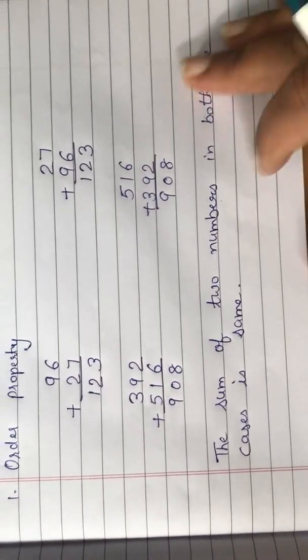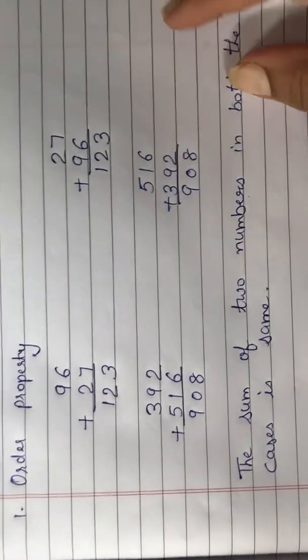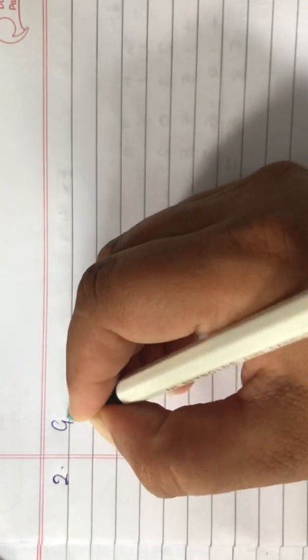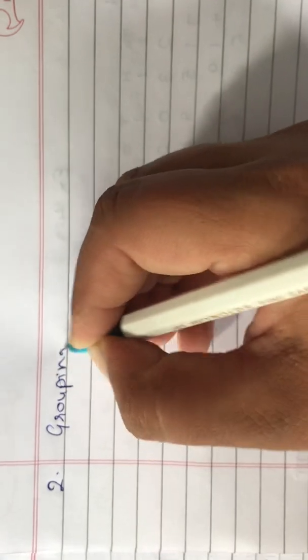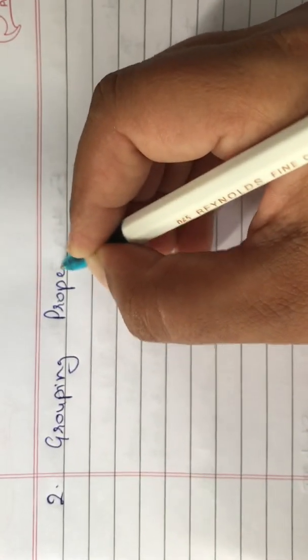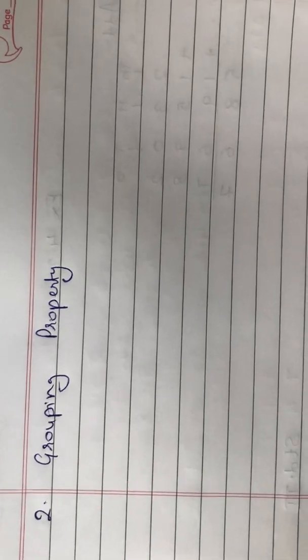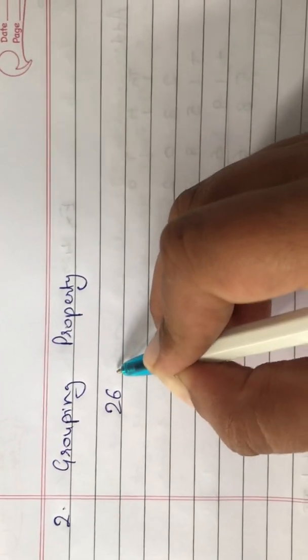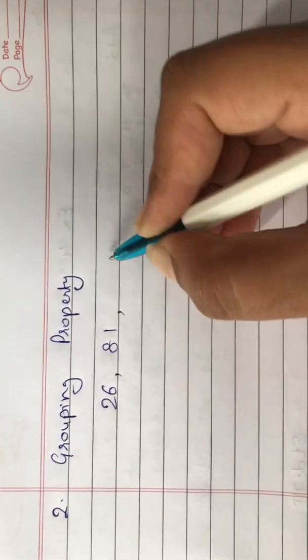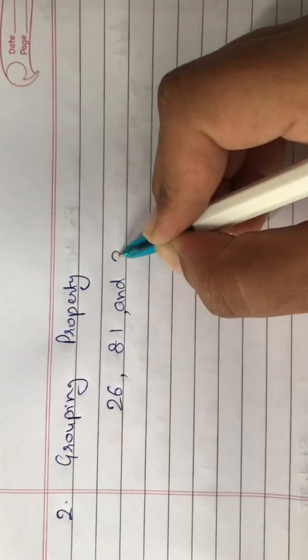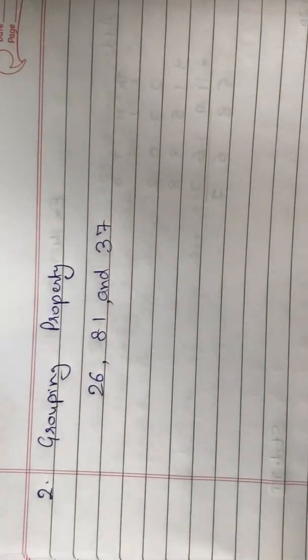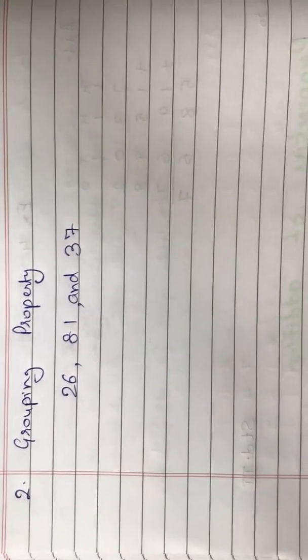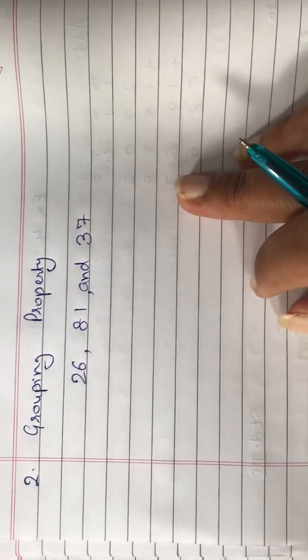Another property is grouping property. Grouping property में हम क्या करते हैं? Next is grouping property. Now again we will take some examples. We take three numbers 26, 81 and 37. Let us take these three numbers and we will add these three numbers by grouping them.